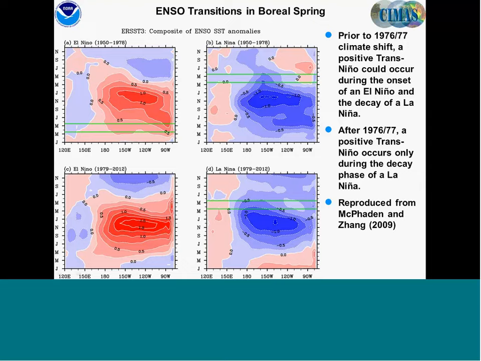But it looks like after this climate shift in 1976 and 77, during the El Niño onset season, we don't see this Trans-Niño any longer. But during the decay phase, we still do. Okay, that's it. Okay, great.